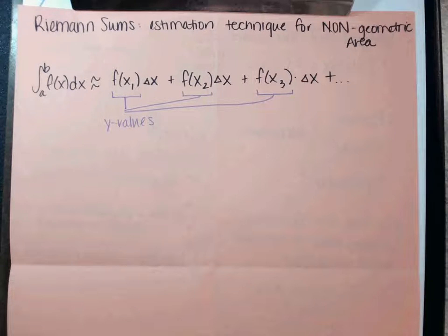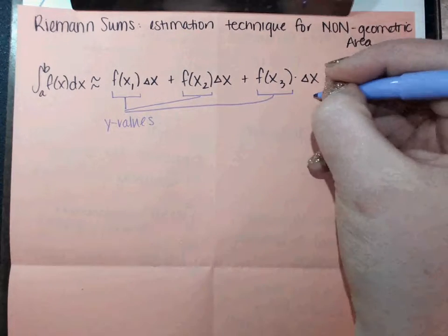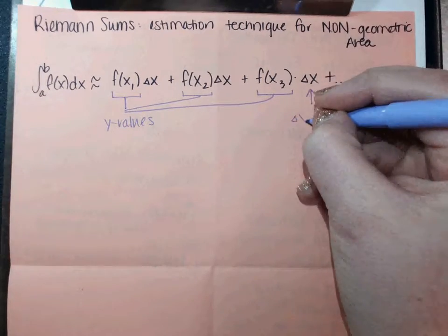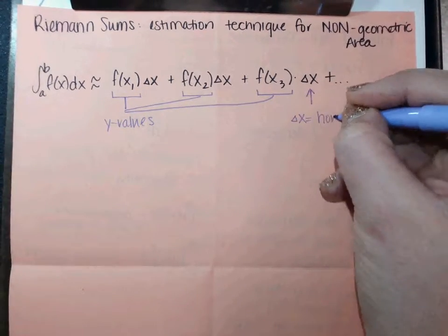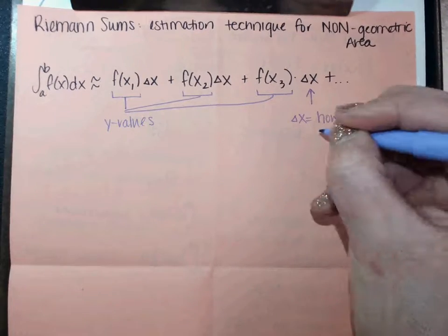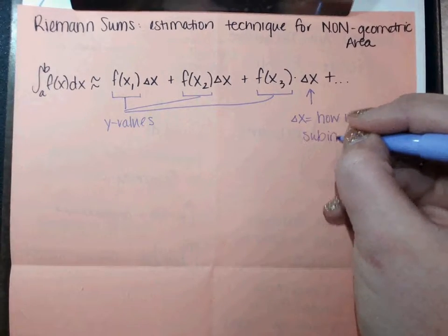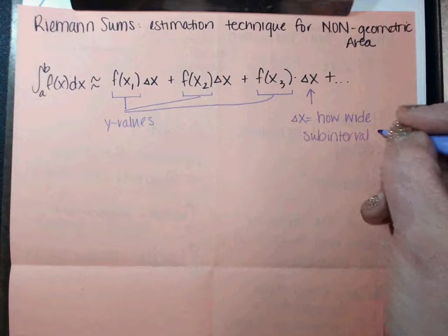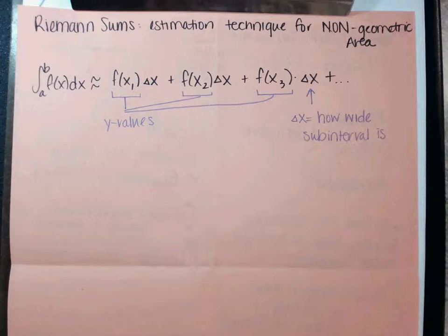Okay. So remember that each one of those is just a y value, and then what does delta x stand for? Okay, the change in the x's. So like if I went from 3 to 10, you'd see how far that was, okay? So I'm going to put a little arrow here. Remember that delta x is how wide the subinterval is. Okay, delta x stands for how wide the subinterval is.